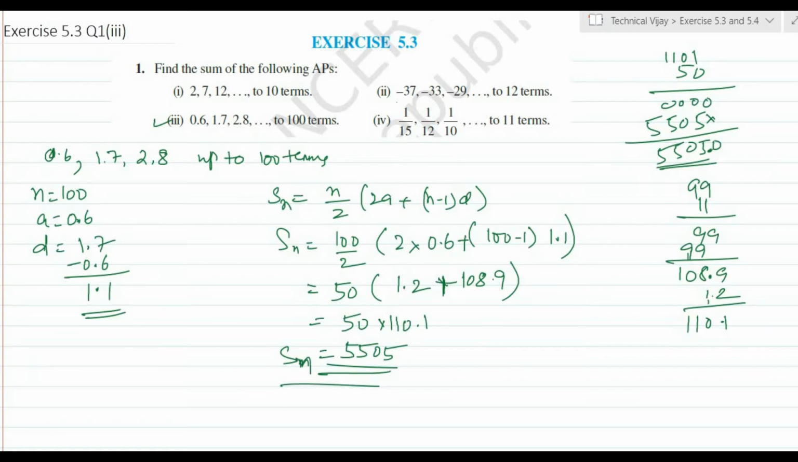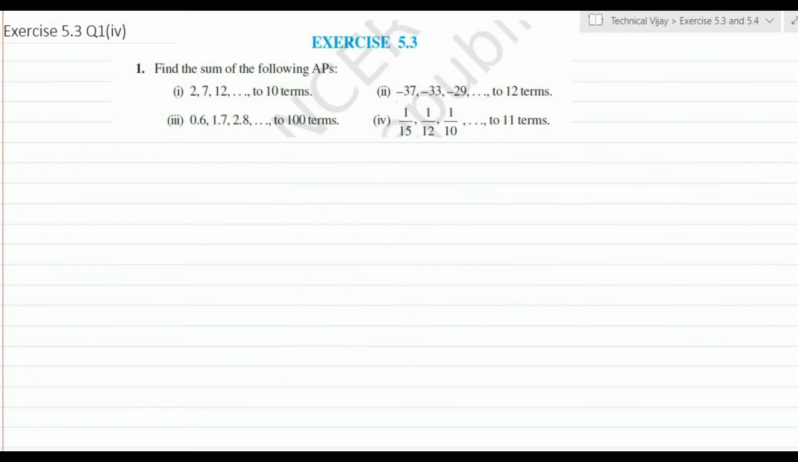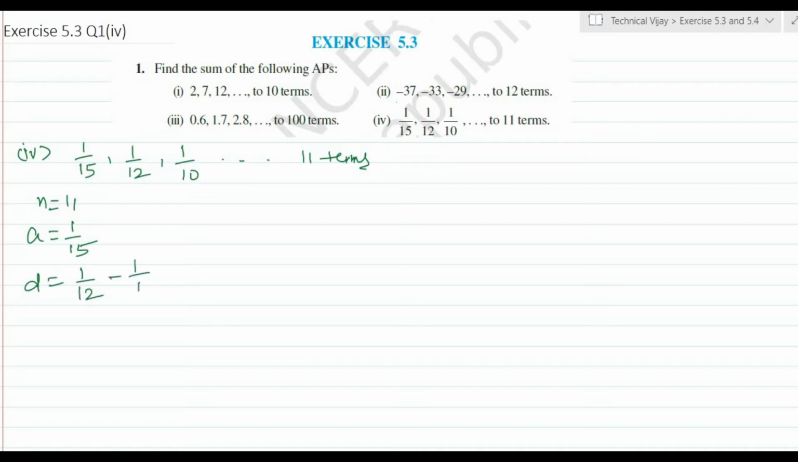So now we will go for the fourth one. The fourth one: 1 by 15, 1 by 12, 1 by 10. This is up to 11 terms. So n is equal to 11, a is equal to 1 by 15. So d is equal to, we have to calculate, 1 by 12 minus 1 by 15.